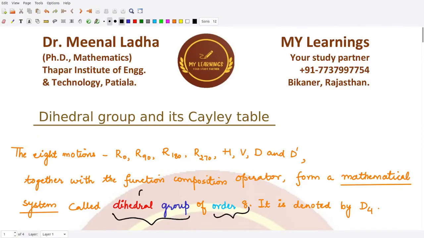Now what is this dihedral, what is this group, and what is the order? We'll be looking at it later on, right? I'll be explaining all the terms. And this particular mathematical system, which we are naming the dihedral group of order 8, is represented by the symbol D4. D for dihedral and 4 for square, right? Because a square has 4 sides, correct?